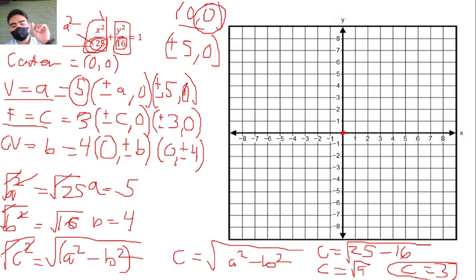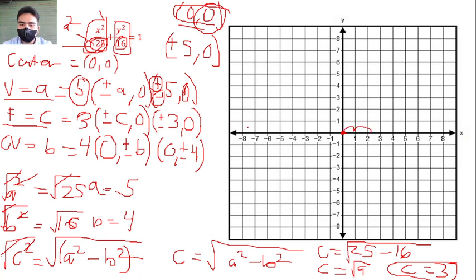So, if you are going to plot these coordinates, let's plot this first, the A, your vertices. So you have positive and negative 5 for your x-intercept. From your x-intercept, you have positive and negative 5 from your origin, because we base on the origin, (0, 0). You're going to add and subtract.